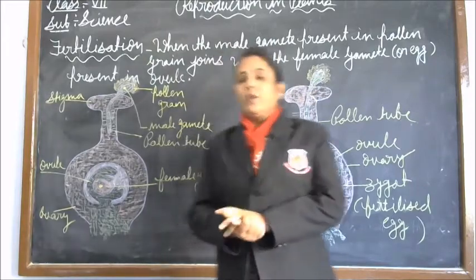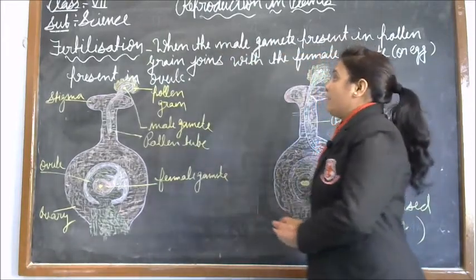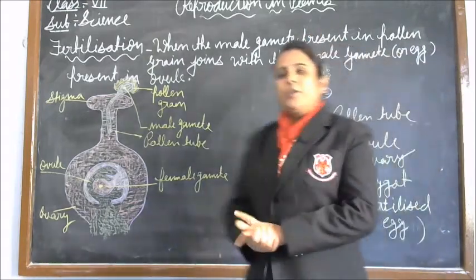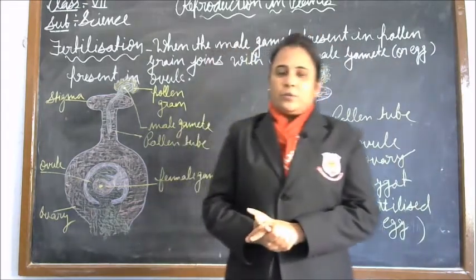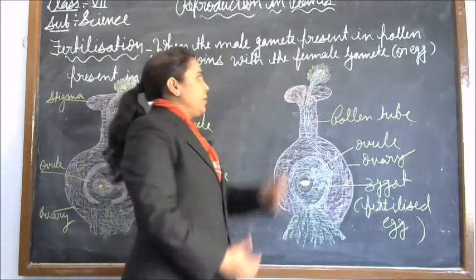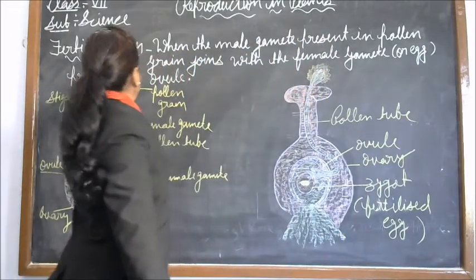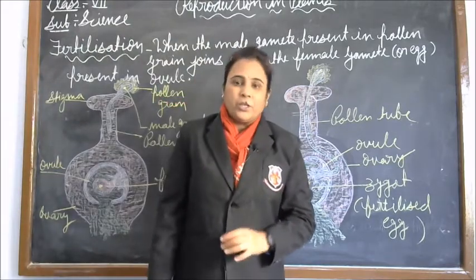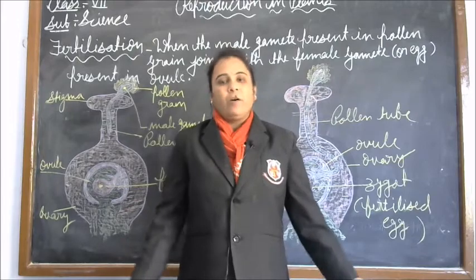Good morning students. Today we are going to study Class 7 science, chapter Reproduction in Plants. We will continue the chapter. Today we are going to study the process of fertilization. In our previous video lecture we discussed pollination, its types and agents of pollination.